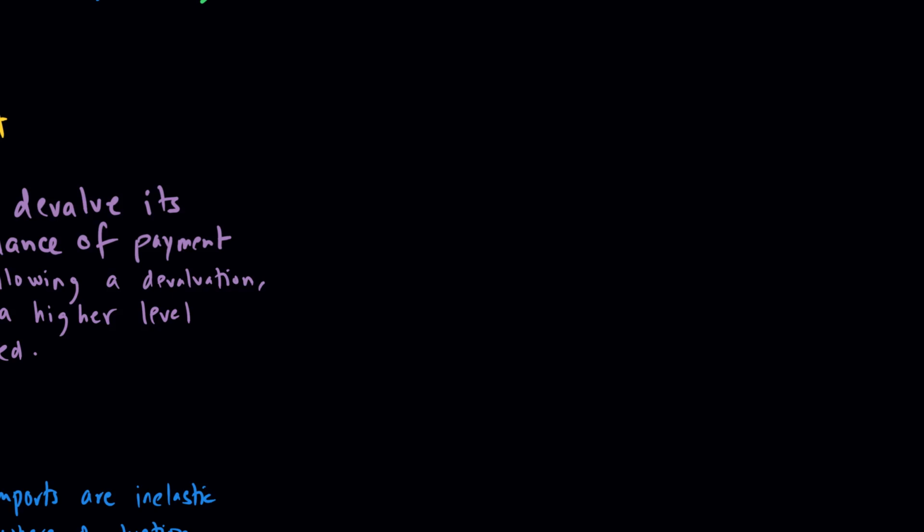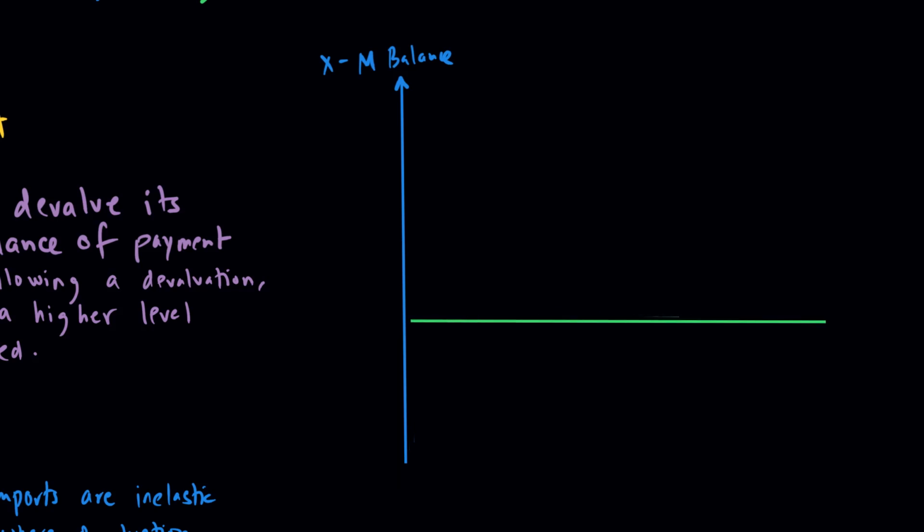I want to show you the diagram for this. First of all, on my y-axis, I'm going to put my current account balance, or x minus m balance. Let me write this, x minus m balance, and on my x-axis I have time. And this is 0, which means below it my x minus m balance is negative, because this is when I am in a deficit, and above is when I am in a surplus.